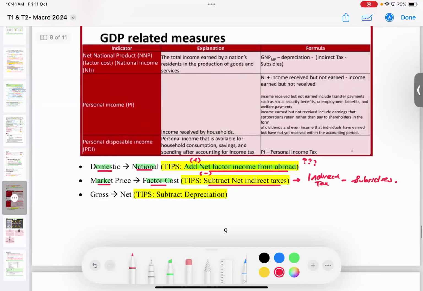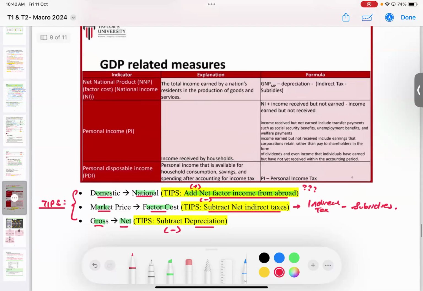Now, if I ask you to convert from gross to net, what should I do? From gross to net, I need to minus off depreciation expenses. You remember these three things, and later it will be easier for you. So these three are the tips. Now let's have a look into the formula.